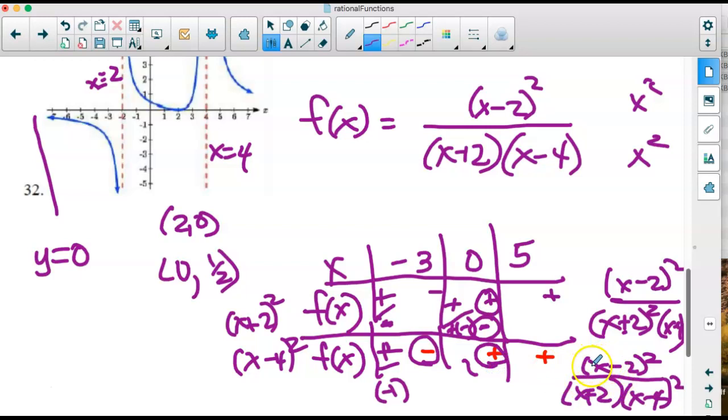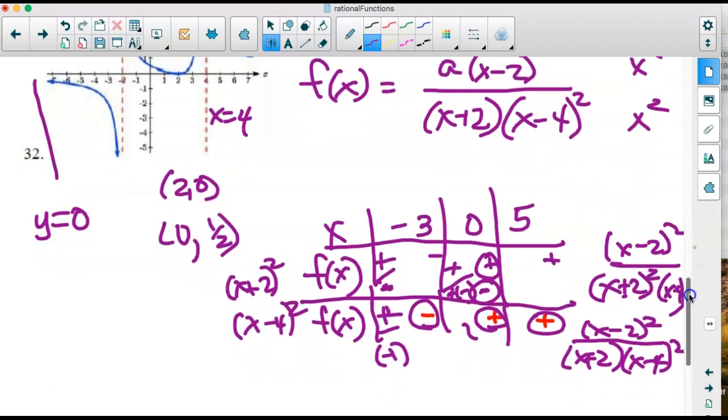And then we put in 5. 5 is positive, positive, positive. So we get a positive. So we're actually going to use a square on this one. So then what we want to do is figure out this a value to finish. So to finish this up, we're going to figure out the a value.